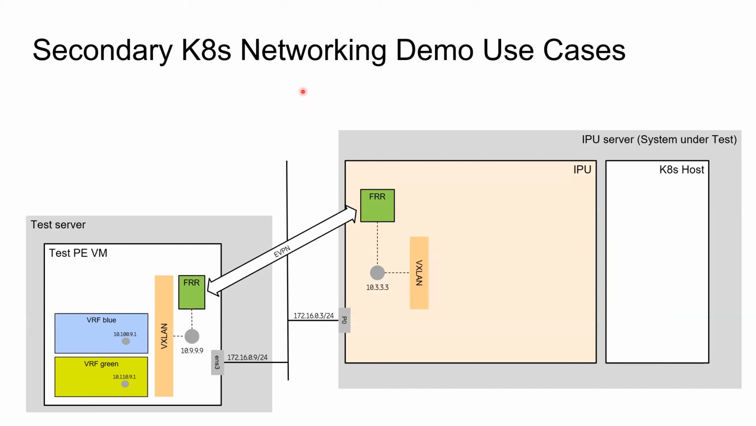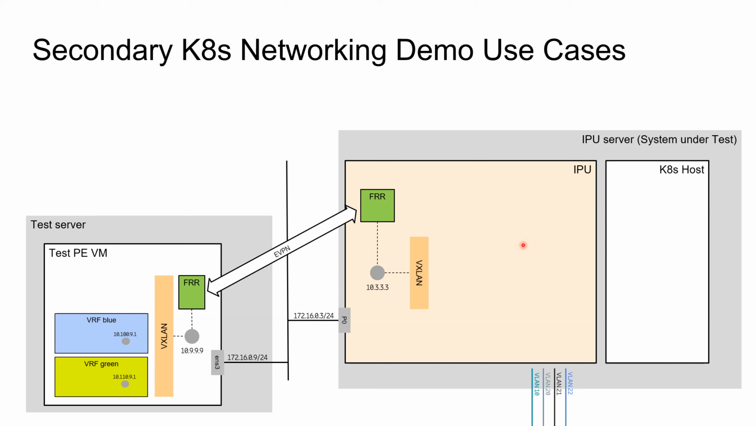So the demo lab consists of 2 servers. On the right-hand side, we have the IPU server system under test with the Kubernetes host and the IPU. On the left-hand side, we have a remote PE realized through a test PE VM. We have FRR running on the IPU. We have FRR running on the test PE server. They are paired for EVPN. On the test PE, we already have configured 2 VPNs, VRF Blue and VRF Green, for secondary networking. There's nothing yet on the IPU server.